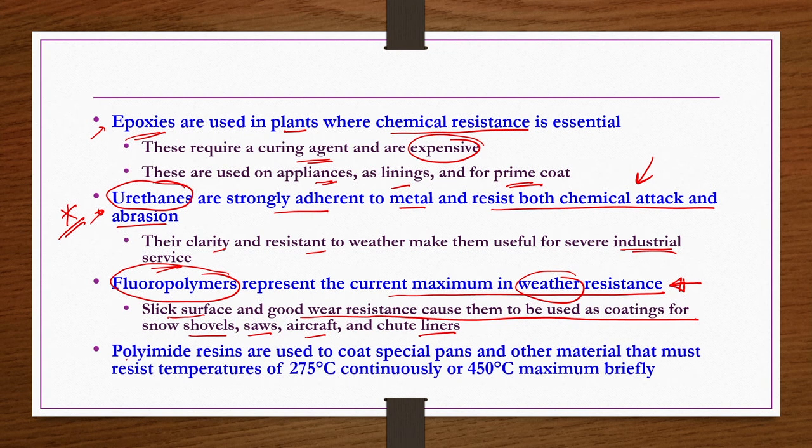Okay. Another type of resin used in industrial coatings is polyimides. They are used to coat special pans and other materials that must resist a temperature of 275 degrees centigrade continuously or 450 degrees centigrade maximum briefly. Most of the pans have polyimide resin coatings because their temperature would not go more than 275 degrees centigrade for different types of applications. If you are exposing them continuously to a temperature less than 275 degrees centigrade, then these are the better options. If you go beyond that, only briefly can you go up to 450 degrees centigrade, not continuously. So that was about a few basics of the different types of resins used in industrial coatings.